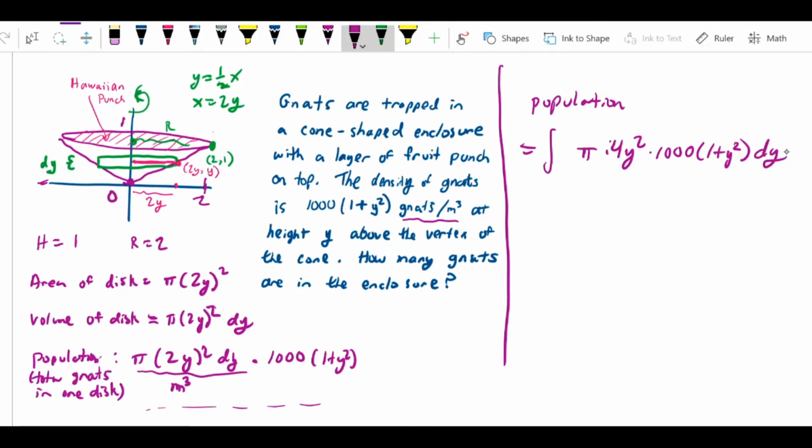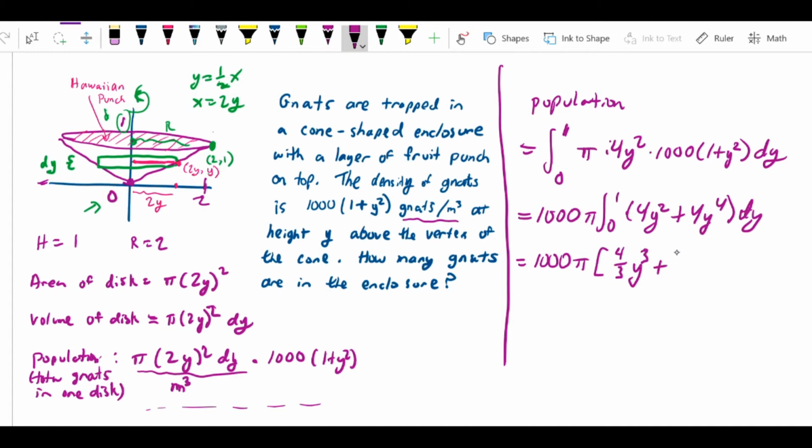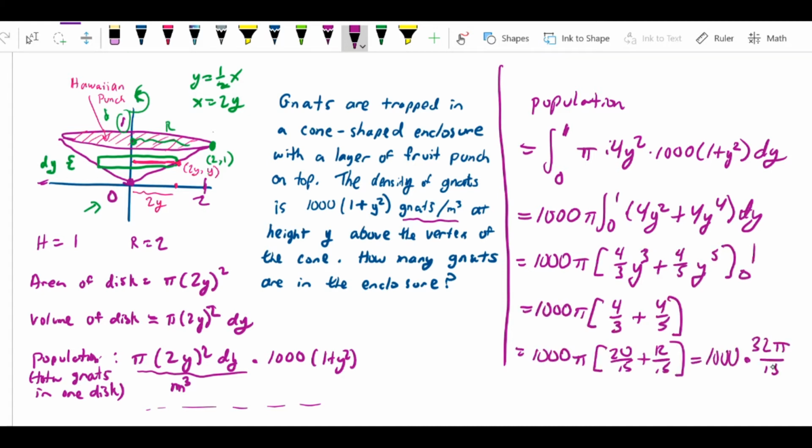And of course, since this is in the y direction, we're doing this from the lowest possible value of the cone, in other words 0, the low point of the cone, up to the high point of the cone, so that's going to be from 0 to 1. And now I'm just going to simplify this and zip through the algebra. And there we go. We have approximately 6,699 gnats in that cone.